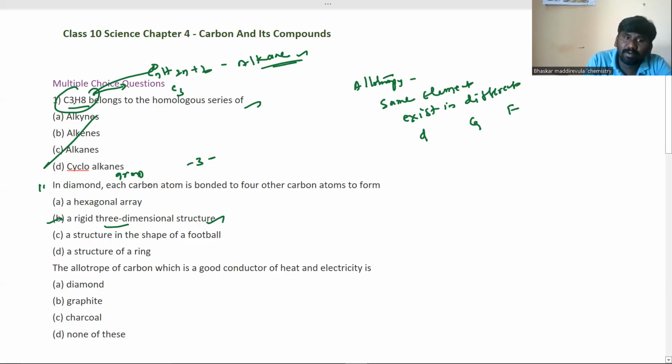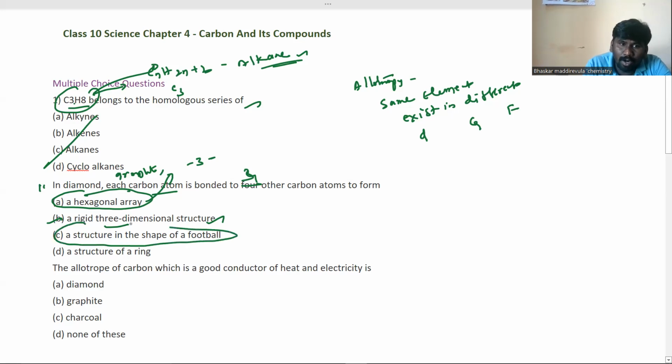I'm writing the same question in a different way. In graphite, each carbon is bonded to three other carbons. What type of structure does it form? Graphite will form hexagonal layers, but diamond will form a rigid three-dimensional structure. So that's why diamond is very hard, but graphite is very soft in nature. Why? It forms a hexagonal layer-like structure. And fullerene will form a football-like structure.